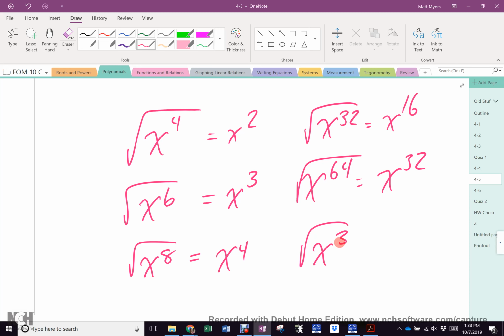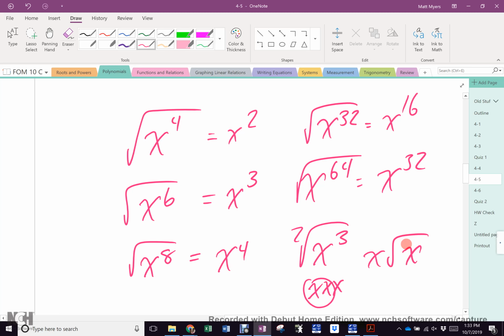What is the square root of x cubed? Does that have a perfect square? No, because that is x, x, x. I'm looking for a pair, aren't I? So I bring out 1x and I leave 1x there. Is that perfect?